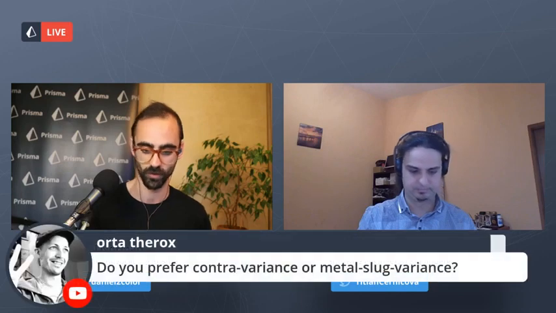Okay, so we have the first question from Orta Therox. Hello, Orta. Do you prefer contravariance or metal slug variance? I actually have not heard of metal slug variance, but that's a much cooler name. So Orta, please do share more information. We want to know. John Riley is saying awesome talk. Couldn't agree any more. Is there a good way to reference to turn to when making your code more variant?